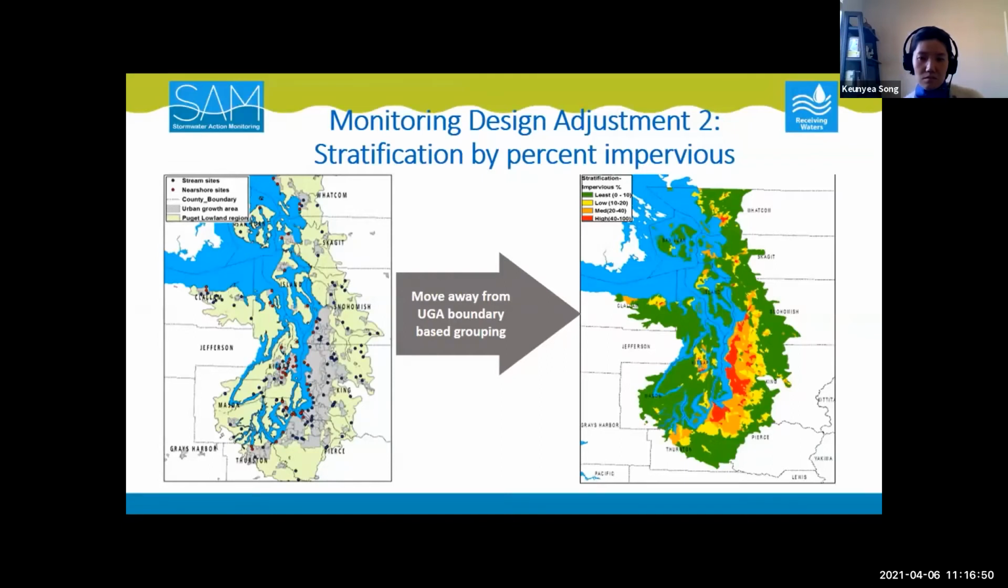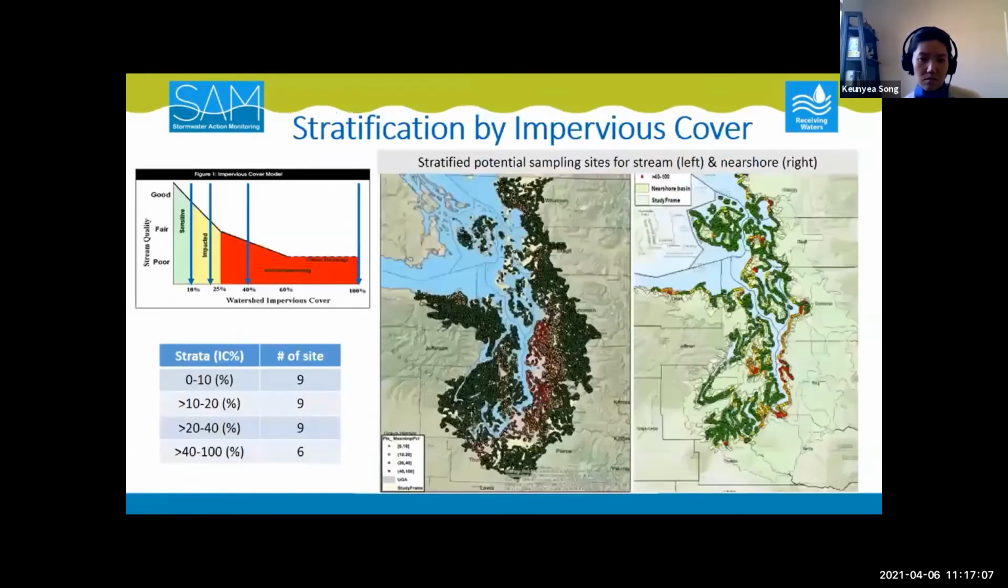So from this study moving forward, we decided to move away from using UGA boundary and apply the impervious surface cover instead to stratify the study area. The impervious cover is more direct and the most frequently used measure of urbanization. So that can represent the stormwater discharge and chemistry impact well to the receiving water.